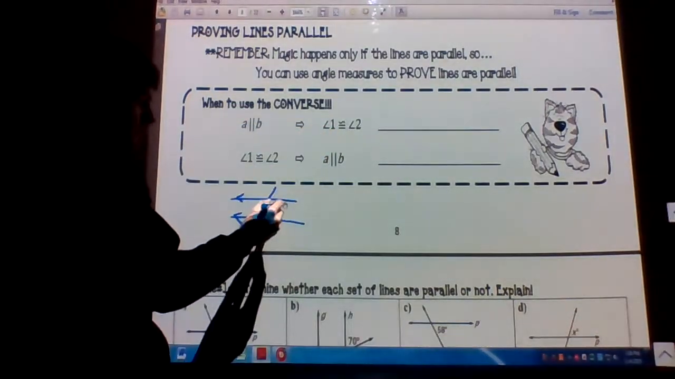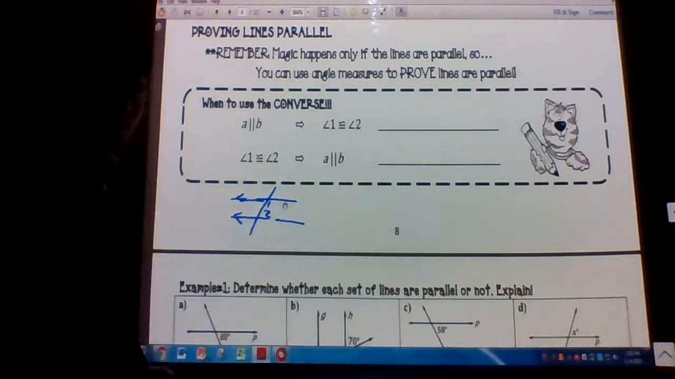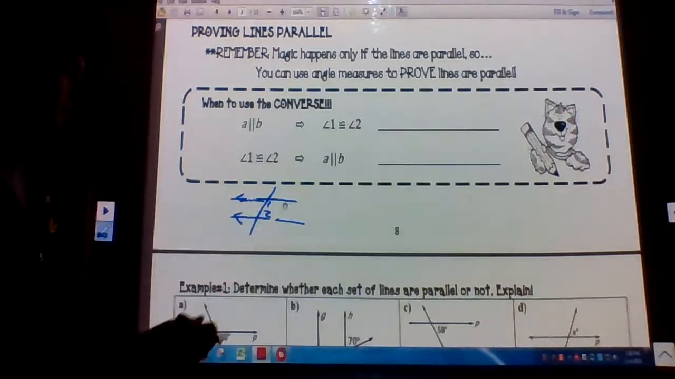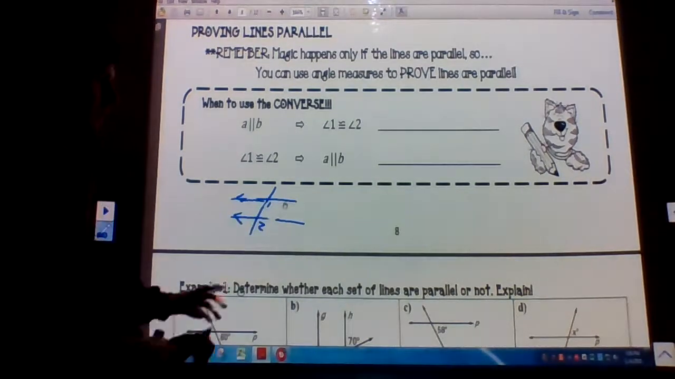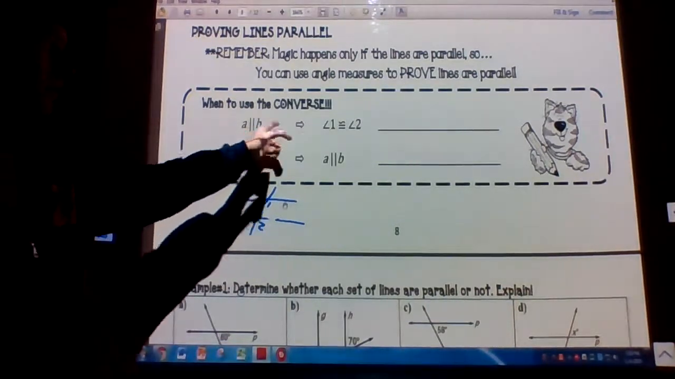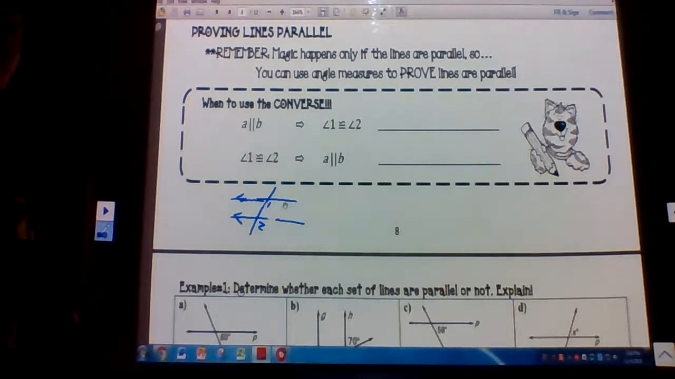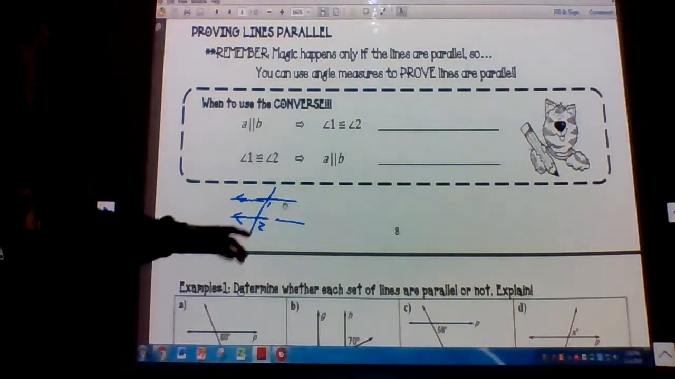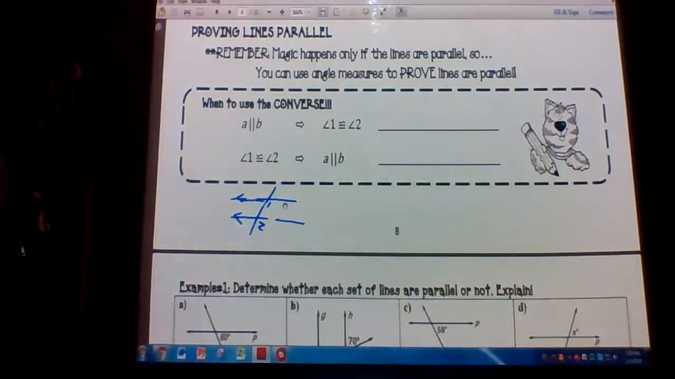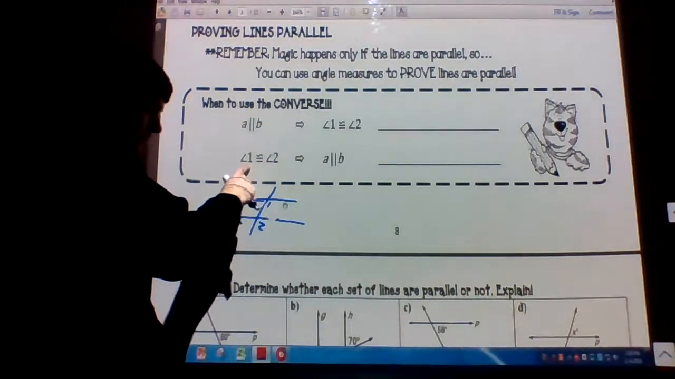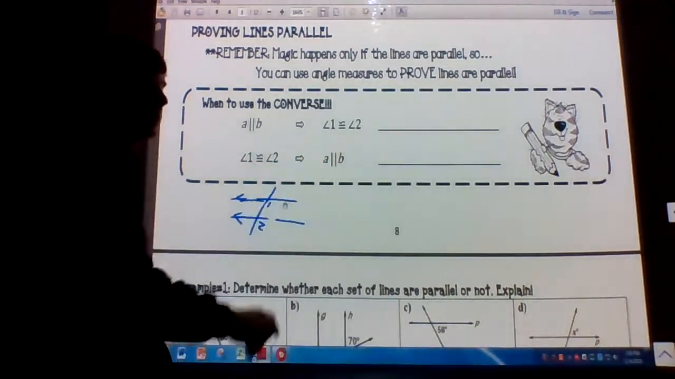So if this was, here's 1 and here's 2. I'm sorry, that's same side interior. 1 and 2. So if we had corresponding angles, it's saying if the lines are parallel, the corresponding angles are congruent. That's how we've been doing our proofs for parallel lines. Here we're going to say the converse to the alternate interior angle theorem says if the corresponding angles are congruent, then the lines are parallel.